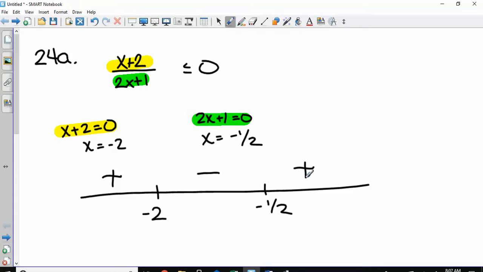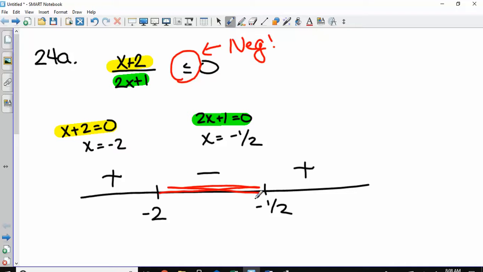Okay. Now I need to know which answers we wanted. So if you look, the original was less than or equal to 0. If you are less than 0, that means you are negative. So that's this section of the graph. Okay, equal to means bracket.